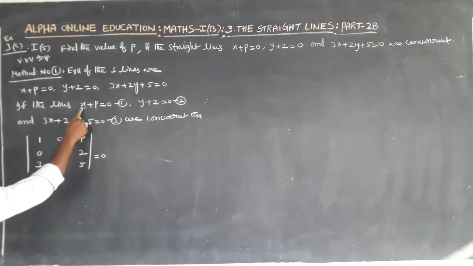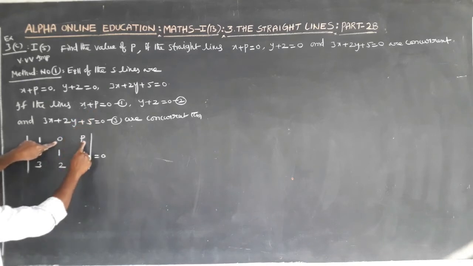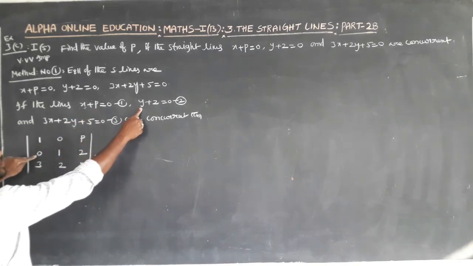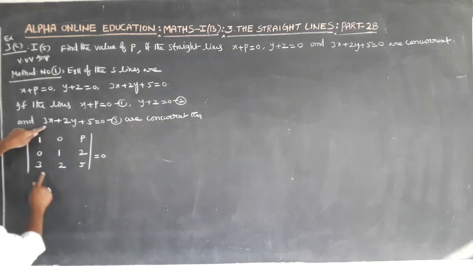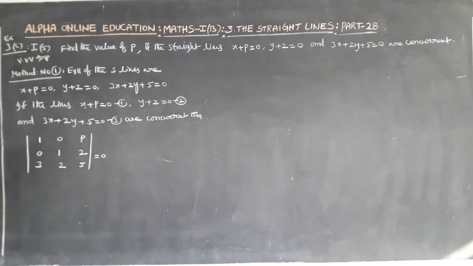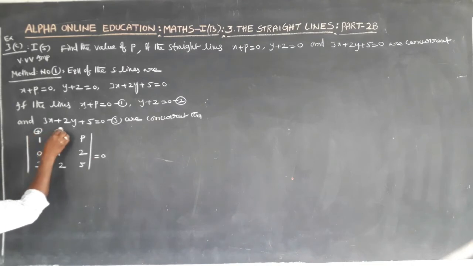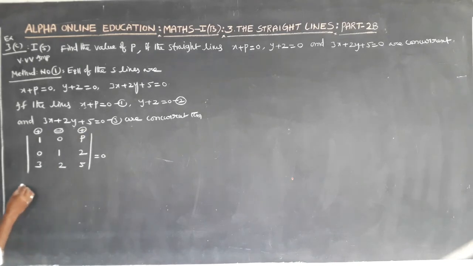Here x coefficient is 1, y coefficient is 0, constant is p. Here x coefficient is 0, y coefficient is 1, constant is 2. Here x coefficient is 3, y coefficient is 2, constant is 5. Expand the determinant: the first term is positive, the second is negative, the third is positive.